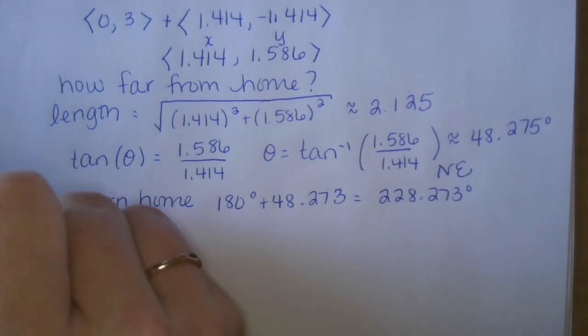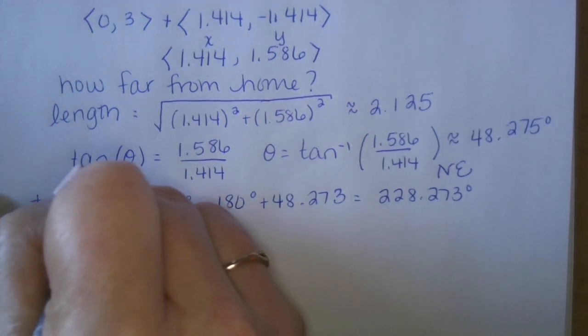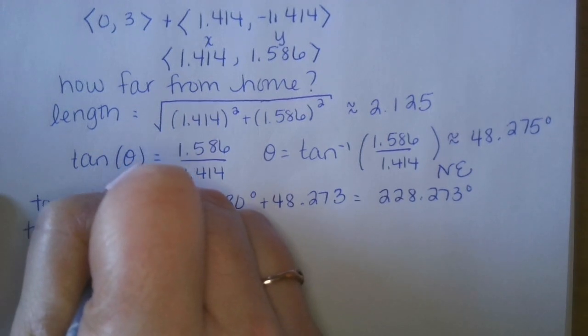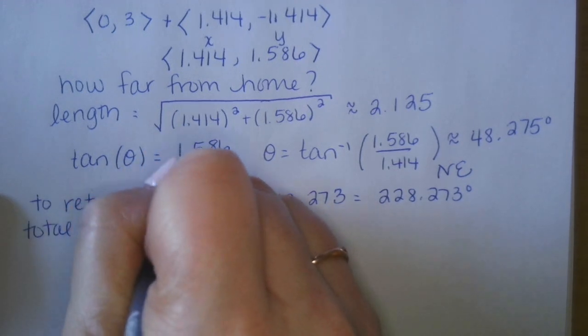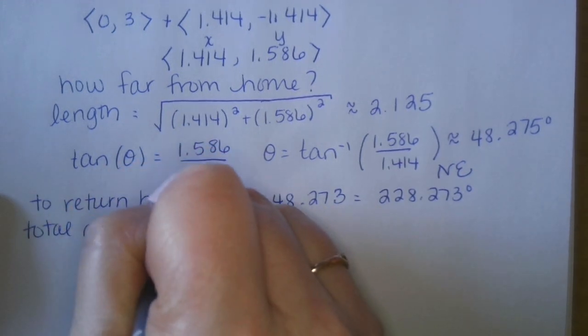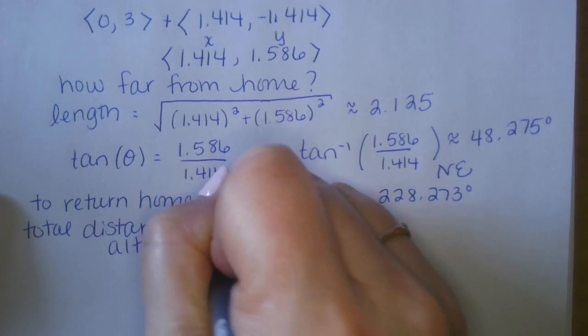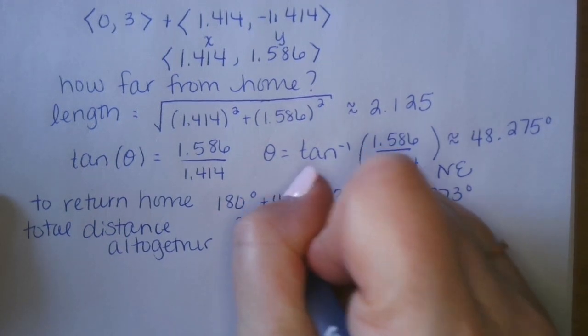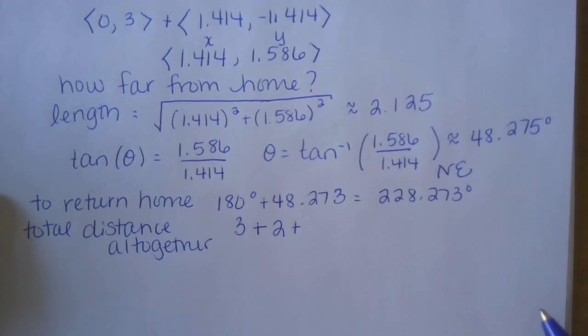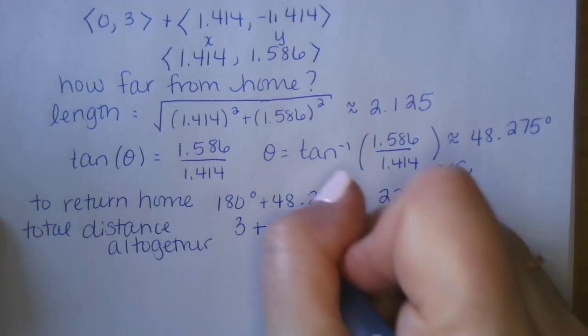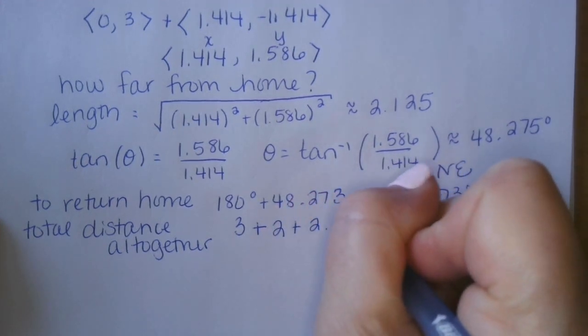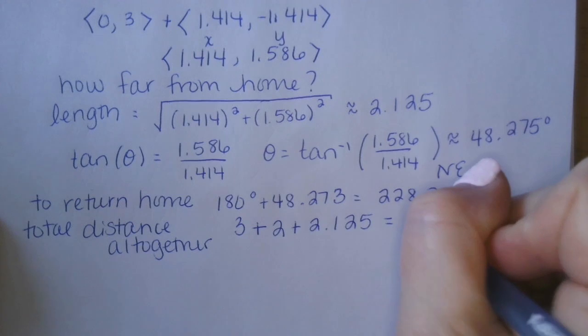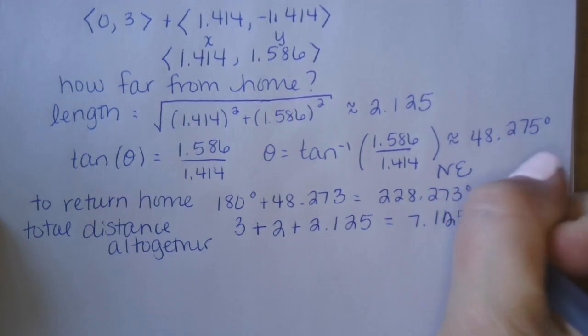And in order to find the total distance, so we want to find the total distance she's walked altogether. Well, we first started going 3 miles, then we went 2 miles, and then our walk home we determined was 2.125. So then altogether she will have walked 7.125 miles.